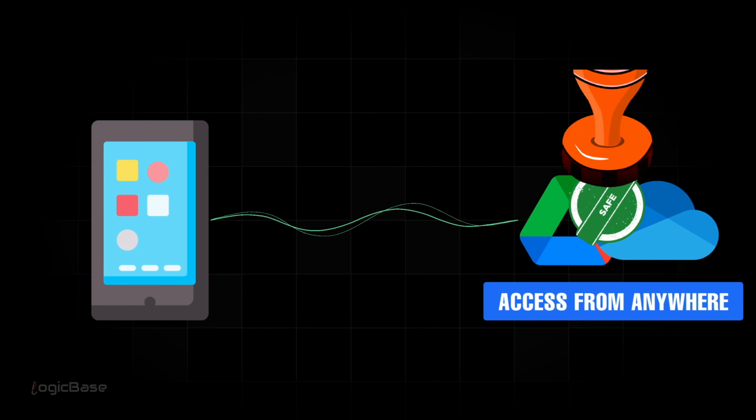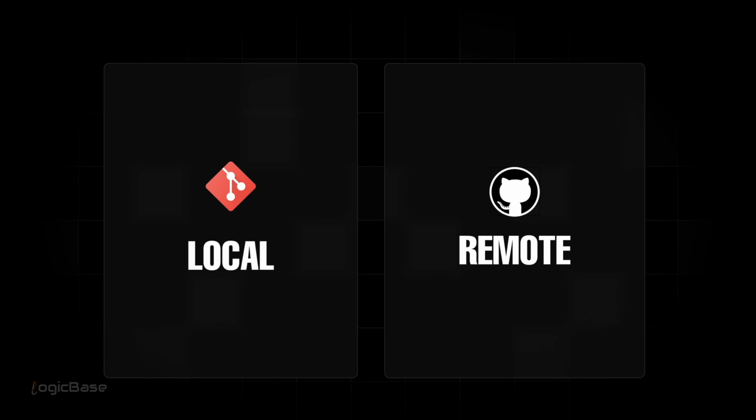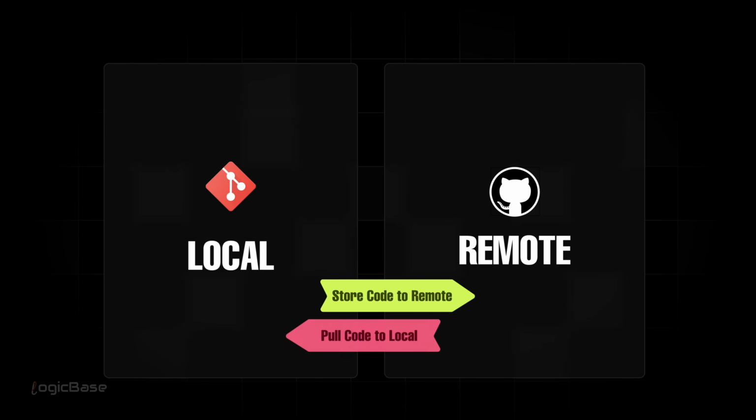GitHub works the same way. It's our cloud backup for code. So you see, the main purpose of this whole process is to make collaboration and remote access possible. Having a remote means we can easily send our code from the local repository to a cloud server, and if needed, pull that same code back to any other machine.